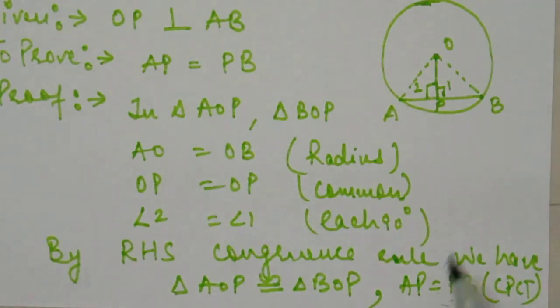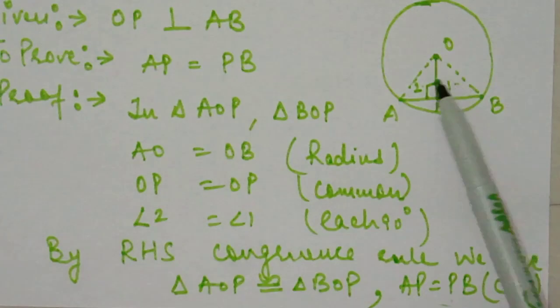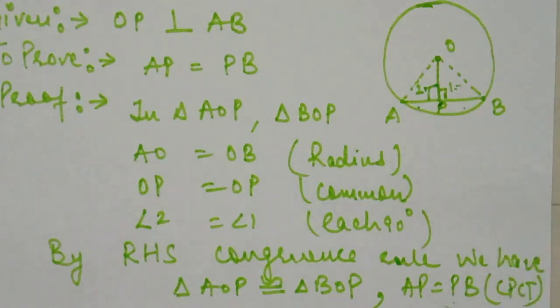We took the perpendicular as given and tried to prove these two triangles congruent. After that congruency, we said that AP and PB are equal to each other by CPCT. This is your theorem 10.3.